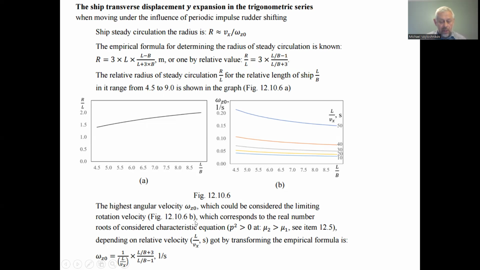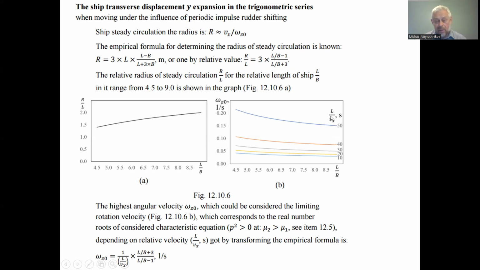The highest angular velocity, which could be considered the limit in rotation velocity, corresponds to the real number of roots of the considered characteristic equation. So when the ship loses sustainability of the motion, it depends on the relative velocity got by transforming the empirical formula. Considering this formula, we can find the highest angular velocity. This is the variable L divided by B, the relative length of the ship, the proportion of the ship length to its breadth. And we have the parameter of the diagram.